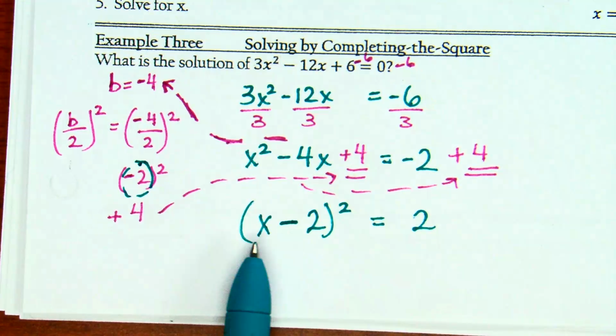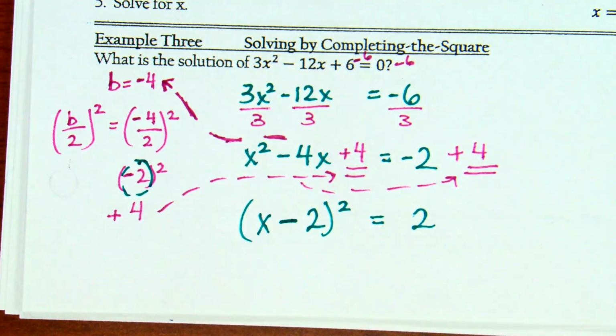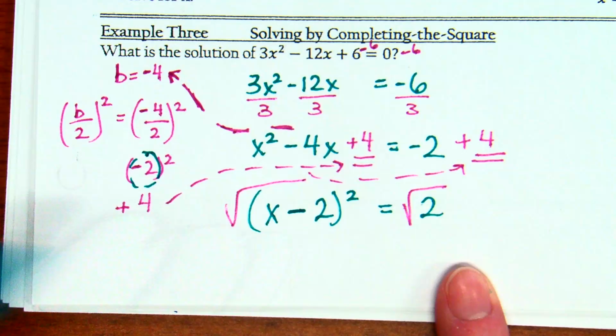I factored the left. Step 4, square root both sides. Haven't we been doing this all period? Yeah. Square root both sides. So square root the left, square root the right. What's the square root of x minus 2 quantity squared? X minus 2, whatever's under the radical, right? What's the square root of 2? Positive and negative square root of 2. Don't forget the plus or minus.